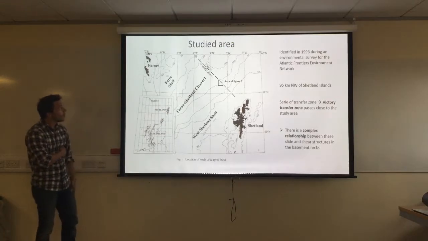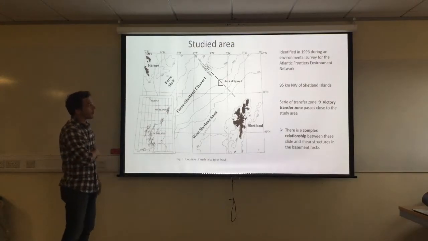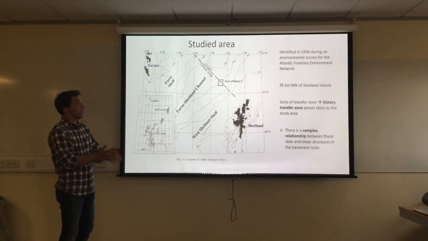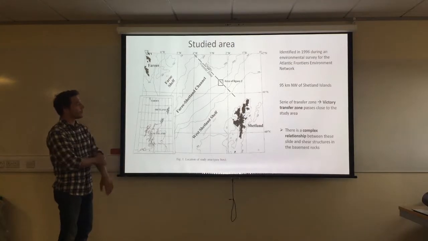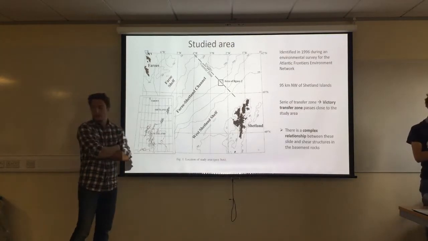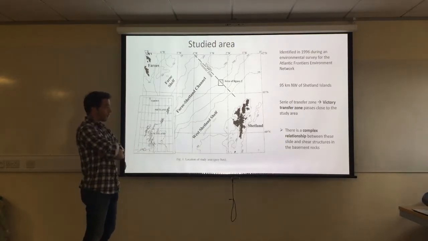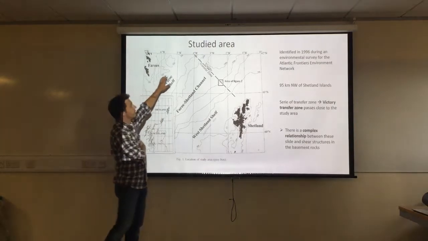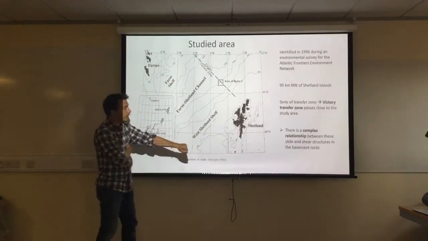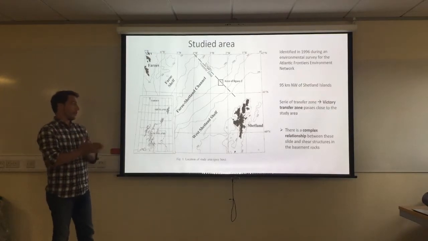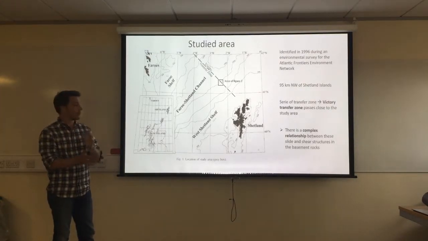So the landslide was identified in 1996 during an environmental survey for the Atlantic Frontiers Environment Network. A series of transfer zones passed near the close of the study area. One of them is called the Victory Transfer Zone. So we see that there is a complex relationship between this slide and shear and structures.